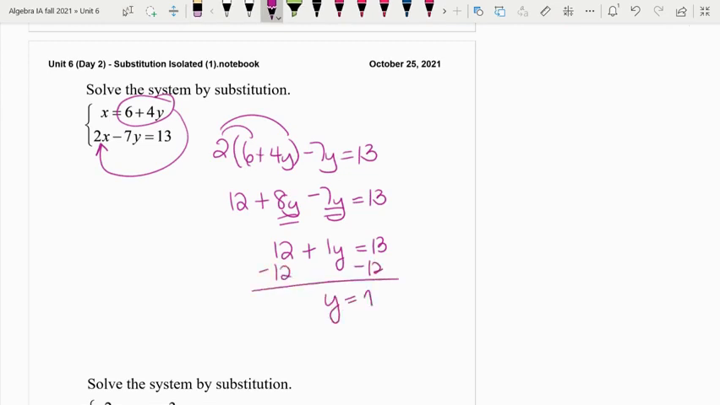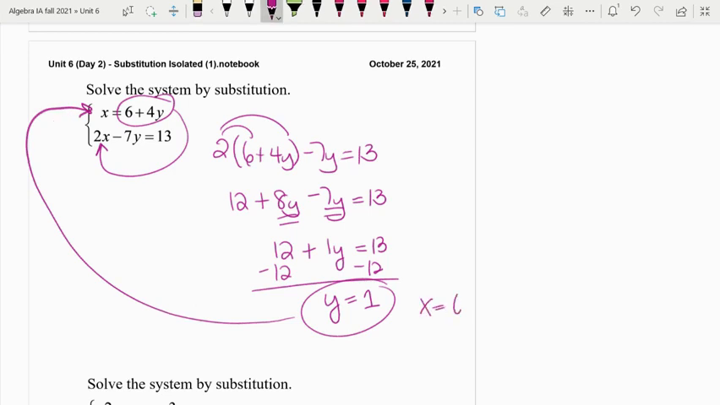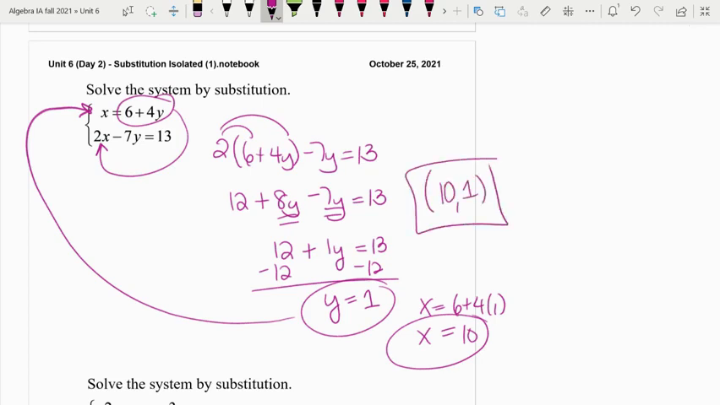So y equals 1. Substitute this back into what x equals. So I'm going to substitute it back into the top one here. So I'm going to say x equals 6 plus 4 times 1. So x equals 6 plus 4, or 10. So right now my solution, it looks like, is 10 comma 1, but let's do a check on that.